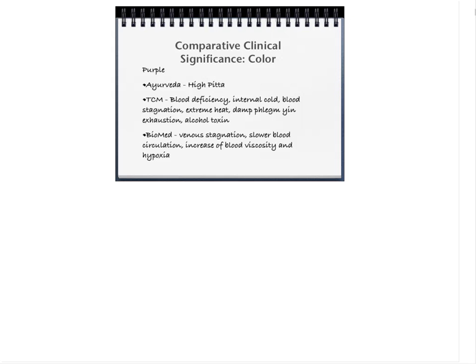So purplish, it's not purple really, it's purplish, means very high pitta. In TCM, it means blood deficiency, internal cold, blood stagnation, extreme heat, damp phlegm, alcohol. The organ associated with this high pitta is your liver, or Ranjak pitta. In biomedical terms, it means venous stagnation, slower blood circulation.